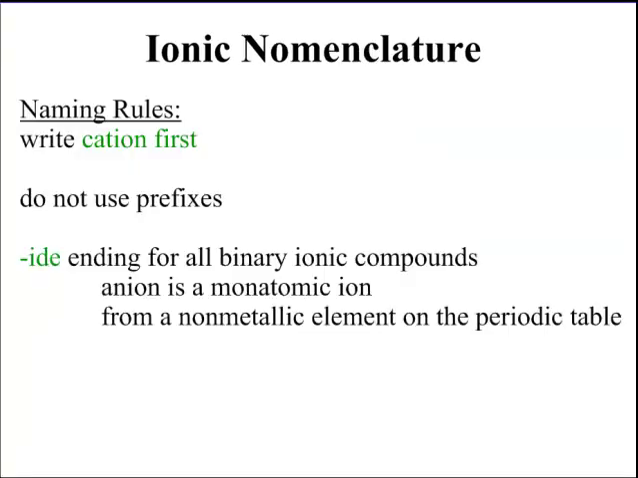Of course, you have to go the other way too. Here are the rules for writing ionic compound names. Again, cations come first. Do not use prefixes. They're no longer needed because the ions of specific charges can only combine in 1 possible ratio. And we use the IDE ending when the anion is a monatomic ion. That means the anion is the ion of a nonmetal on the periodic table. It's not a polyatomic ion.